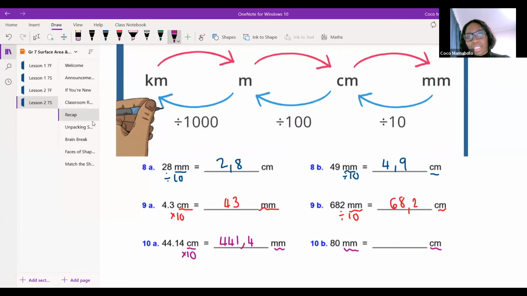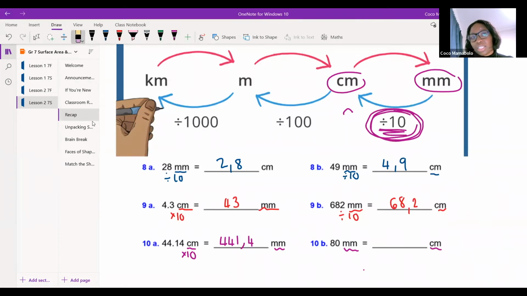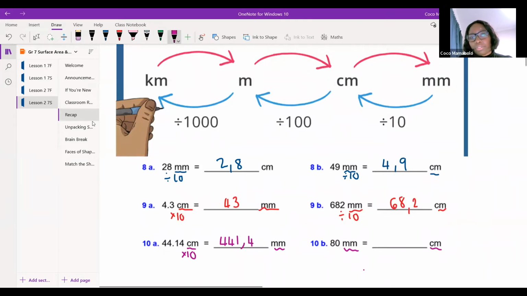Multiply by 10. Good. Multiply by 10. I don't think we're multiplying. I'm going from millimeters. Divide by 100. Oh, have a look here. I'm going from millimeters. Oh, divide by 1,000. Look here. I'm circling it for you. From millimeters to centimeters. Have a look on the screen, my sweetie. I'm going from millimeters to centimeters. What do I need to do?